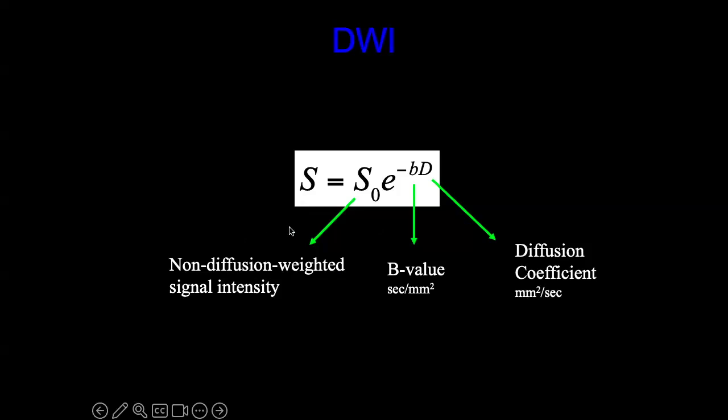Okay, and now we can put this all together. So the signal we'll get when we turn the diffusion gradients on is equal to the signal we would have had with no diffusion weighting, multiplied by e to the minus bD. So this is, again, the parameter we're controlling, the b value, and D is the diffusion coefficient, which we want to know.